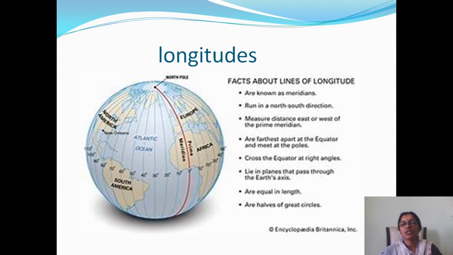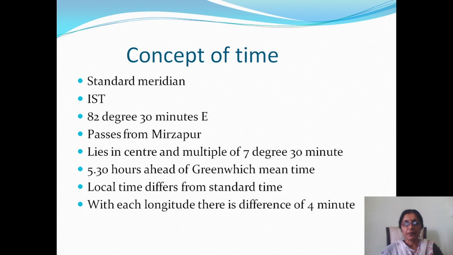As latitudes help in determining the climate of a place, similarly, longitudes help us in determining the time of a place. We can calculate the time of a place with the help of longitudes. Concept of time. The whole world is divided into 24 time zones. There are 360 longitudes, 15 in one time zone. There are 24 time zones in the world.